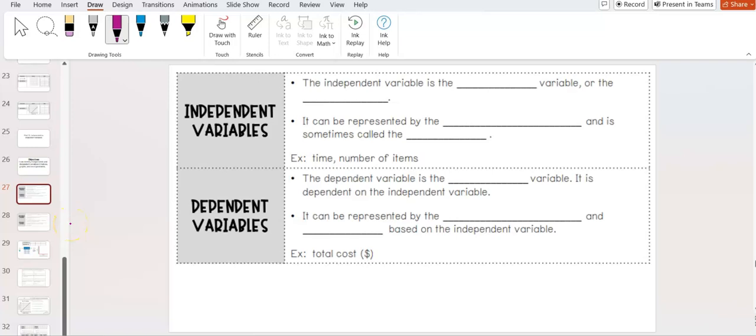So, in our notes, we are going to say an independent variable is the fixed variable or the constant. It can be represented by the x coordinate and is sometimes called the input. So these are the numbers that we put into our equation. So if I'm looking at the equation y equals mx, our independent variable is our x. Okay, it's what I'm going to put into my equation.